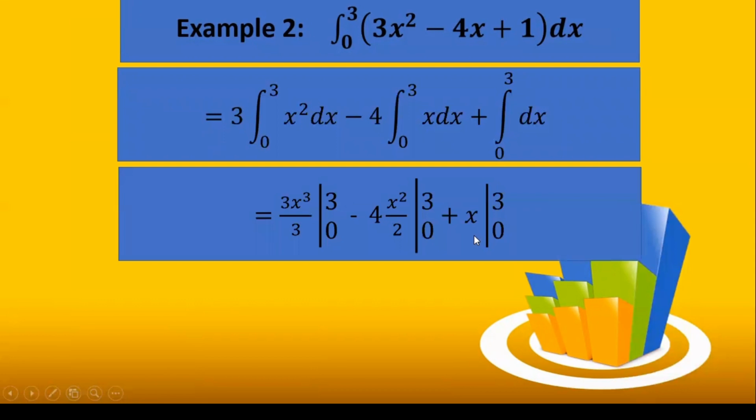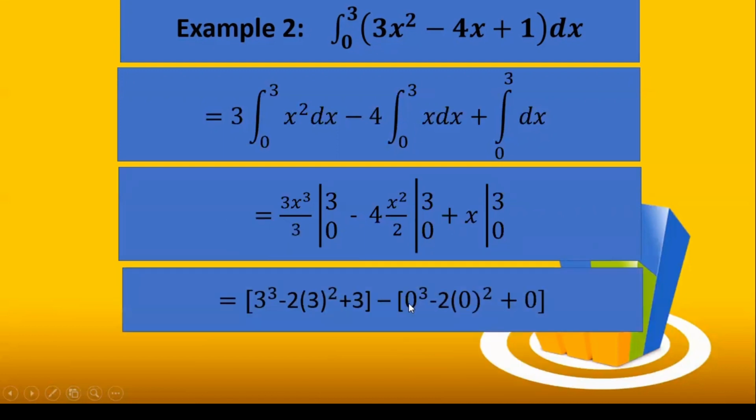After that, you apply the formula u to the n plus 1 over n plus 1. So here, 2 plus 1 is 3, x cubed over 3 from 0 to 3. You apply the formula, no need to write the integral sign. So minus 4 times x squared over 2 from 0 to 3, plus the integral of 1 is x from 0 to 3. Substitute now the upper and the lower bound.